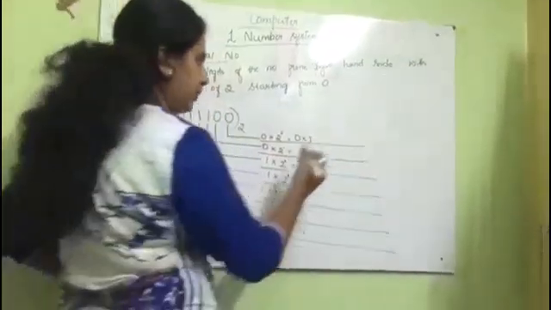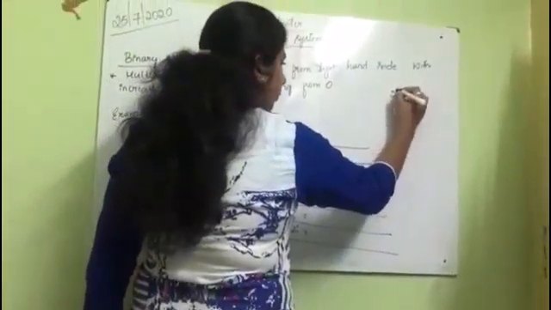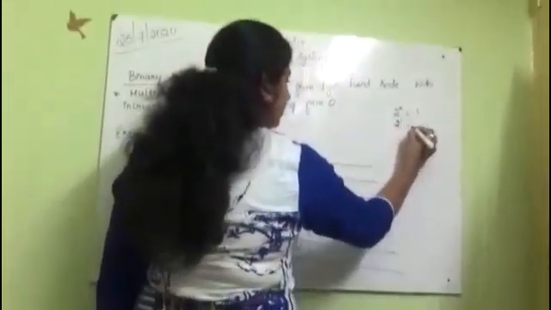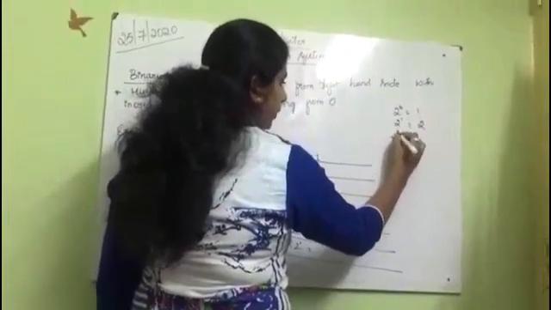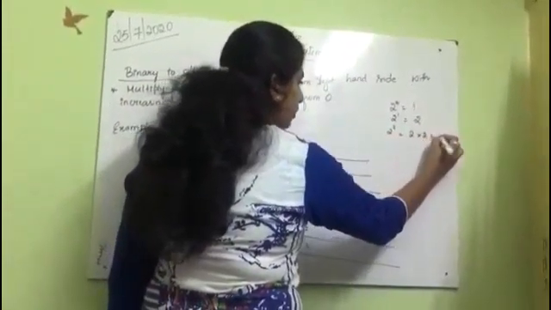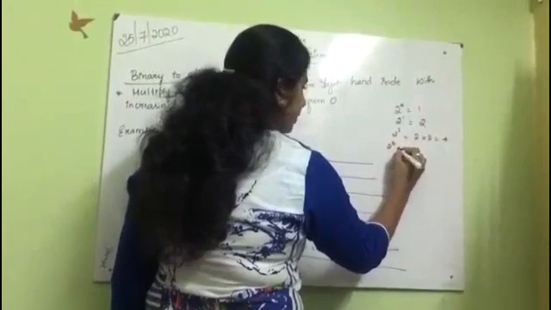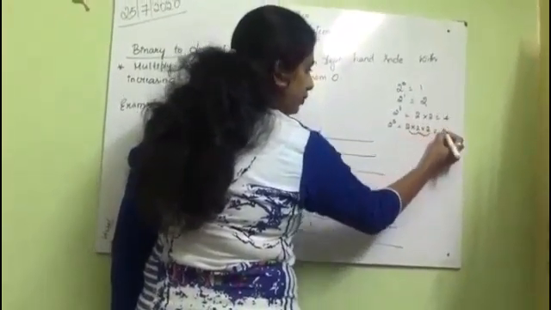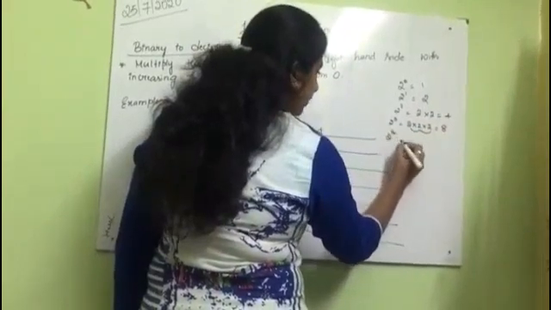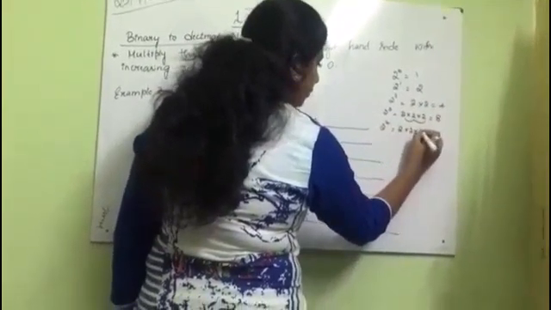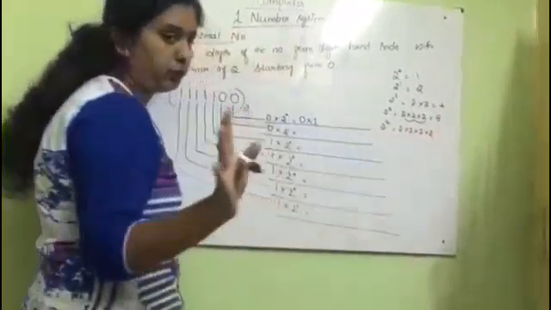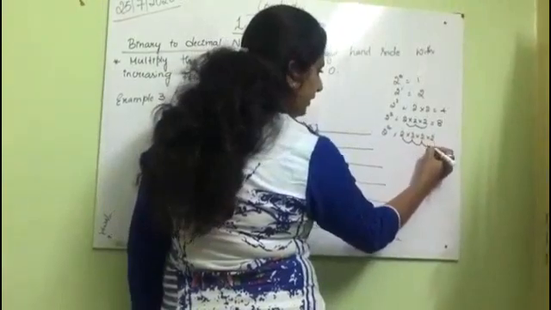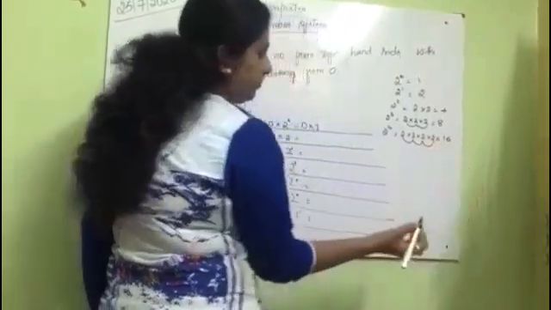We'll write again the values of the powers. 2 to the power of 0. Anything to the power of 0 will always be 1. 2 to the power of 1 means the number as it is. If 2 to the power of 2, multiply the given number 2 times. If 2 to the power of 3, multiply the given number 3 times. 2 2s are 4, 4 2s are 8. 2 to the power of 4: 2 into 2 into 2 into 2, you have to multiply the given number 4 times. So 2 2s are 4, 4 2s are 8, 8 2s are 16.